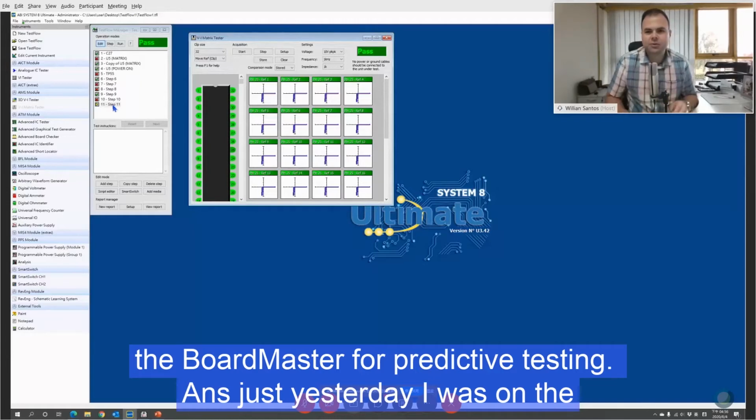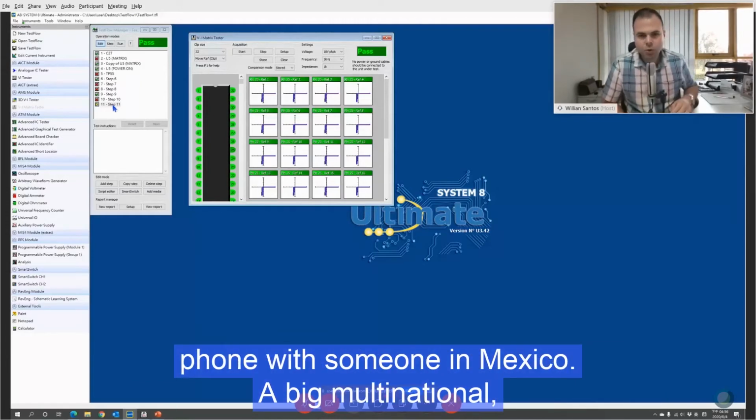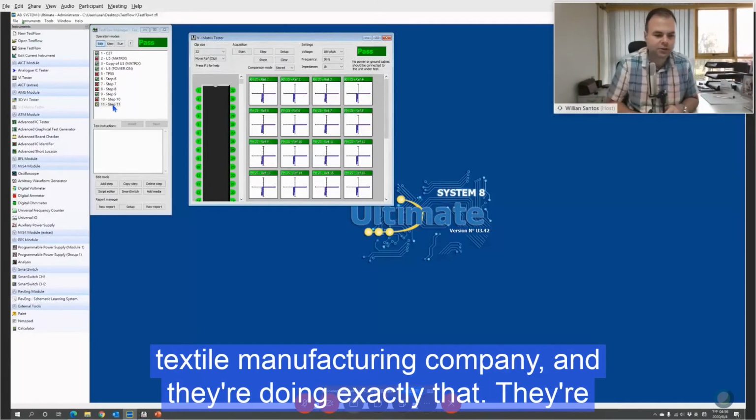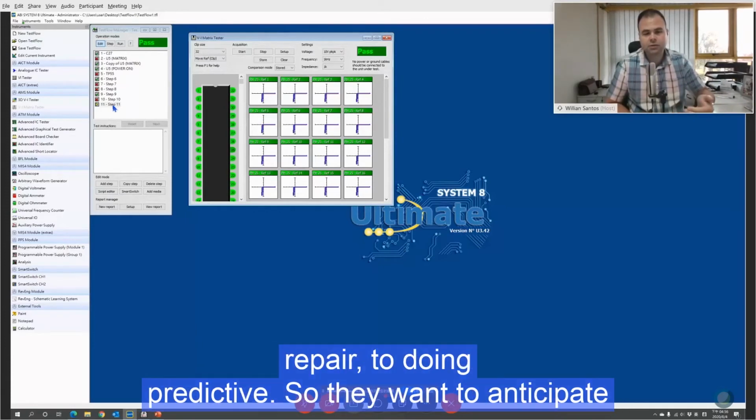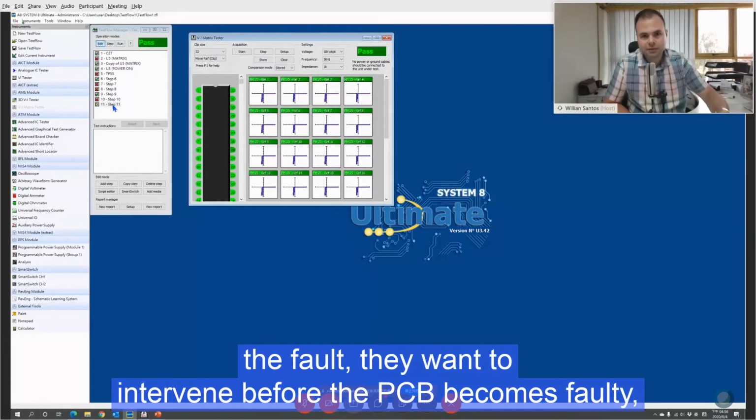And just yesterday, I was on the phone with someone in Mexico, a big multinational textile manufacturing company, and they're doing exactly that. They're moving away from just doing corrective maintenance and repair to doing predictive. So they want to anticipate the fault. They want to intervene before the PCB becomes faulty.